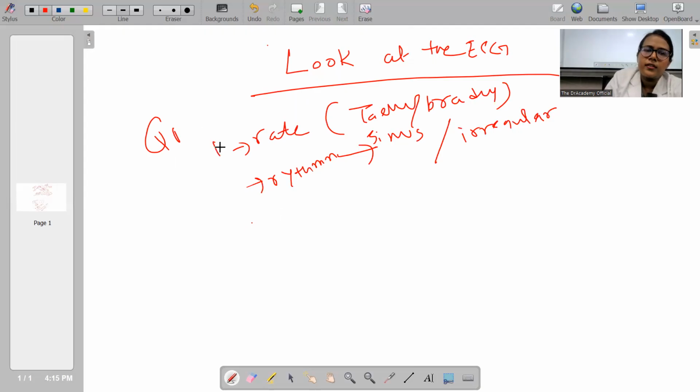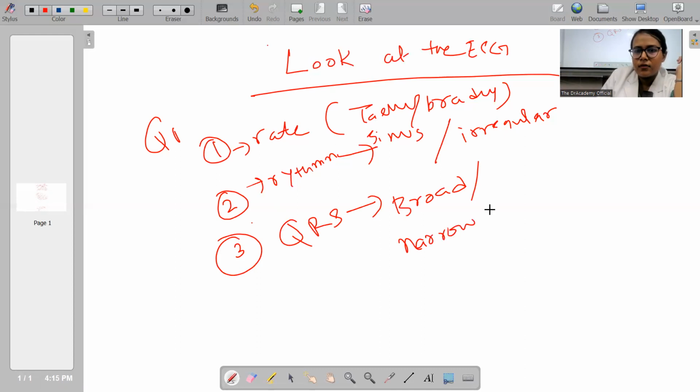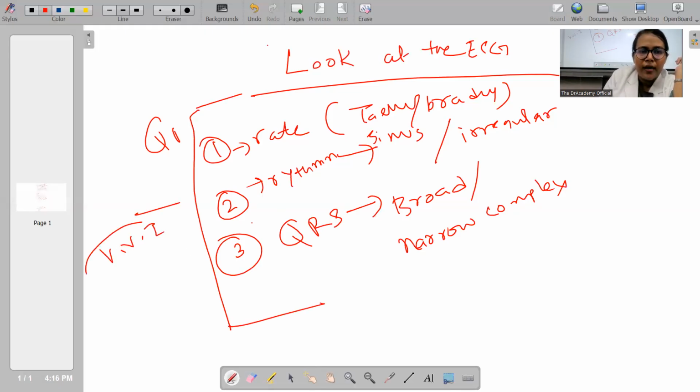Okay, and then this is the first one, this is the second one. In any ECG, we do look at the standardization, okay. The standardization is mostly important for left bundle branch block as well as for the MI diagnosis, okay. And the third one that we check is the QRS duration, whether this is a broad complex or a narrow complex. So in any events of cardiac arrhythmia, these three are very, very important to look at.